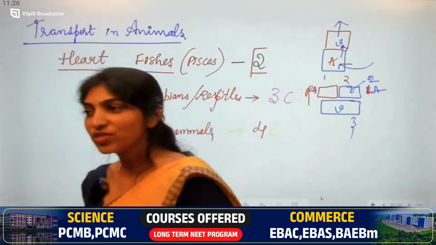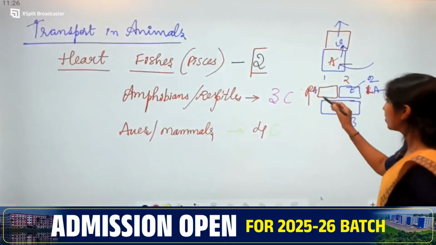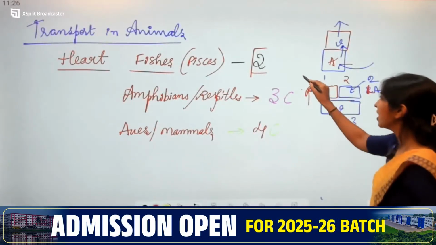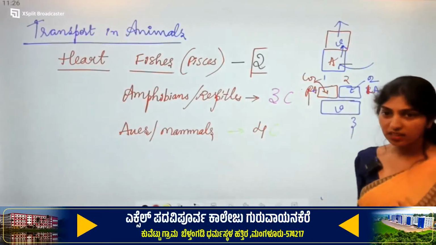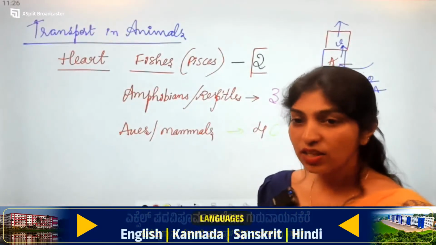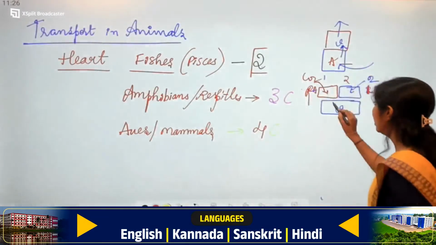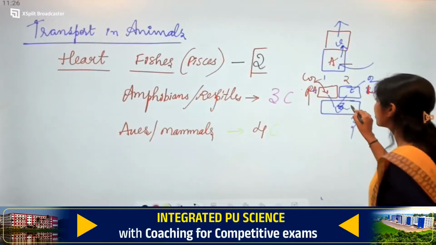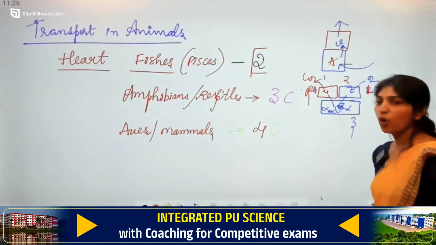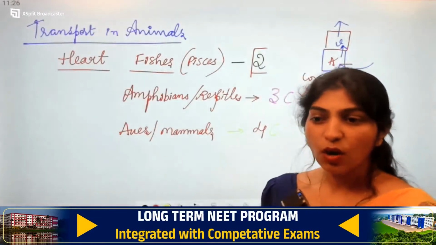Who will receive the oxygenated blood? Left atria. Who will receive the deoxygenated blood? Right atria. Okay, the right atria will receive deoxygenated blood, the left atria will receive oxygenated blood. But both the bloods get mixed in the ventricles. Okay, what happens to the blood in the ventricles? It gets mixed in the ventricles.